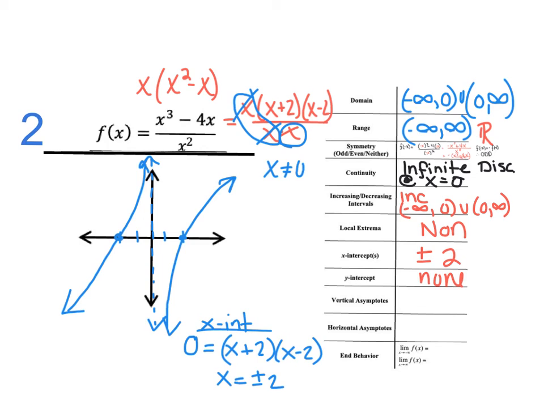Vertical asymptotes, we said we had some. They were x equals 0. Horizontal asymptotes, there are none here. And finally, let's look at the end behavior. As this function goes to the left, as x approaches negative infinity, it is dropping, or approaching negative infinity on the left. And on the right, it is approaching positive infinity as x increases.